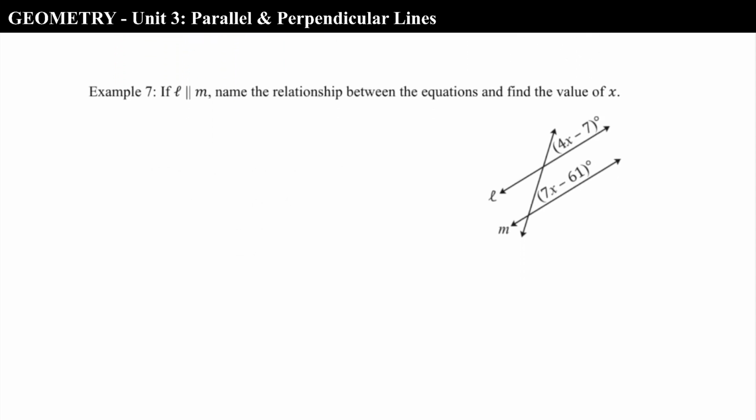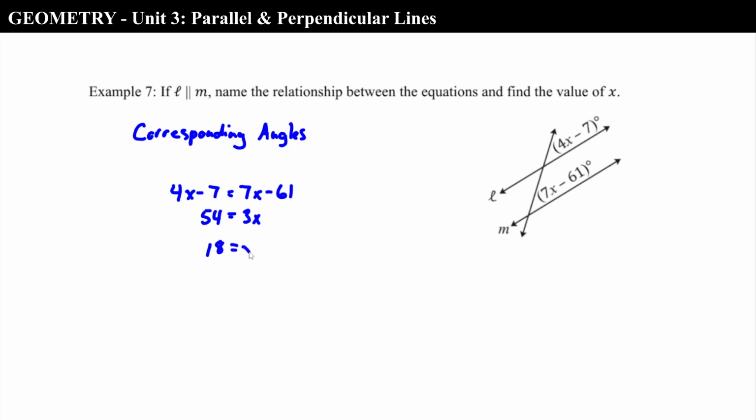And in example 7, we have the same slot, upper right, so these are corresponding angles. And because they're corresponding, we can set them equal to one another. Subtract 4x from each side, that gives us 3x here. Add 61 to each side, that gives us 54 here. Divide by 3, and we get x equals 18.